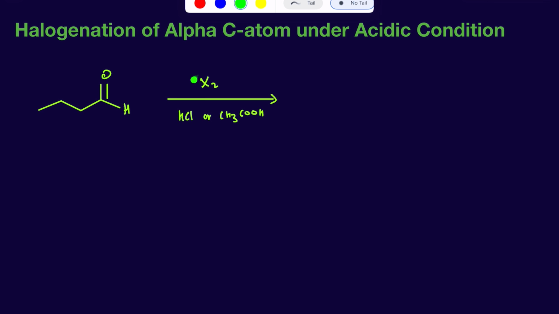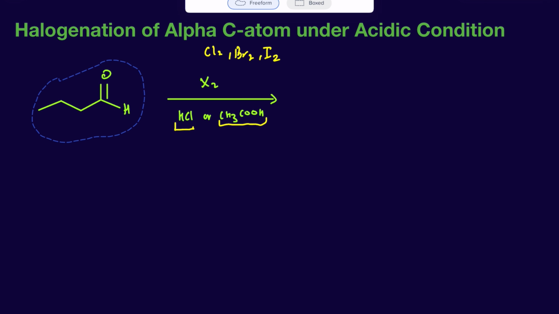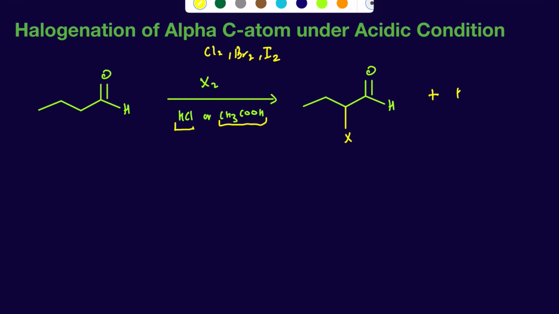So I can have pretty much any halogen. For the most part, we would be using either Cl2, Br2, and I2. Those are the most common ones because fluorine is a bad leaving group, so we don't really use that. And the acid would be either HCl with water, or you can also use acetic acid. Any one of those are fine. So at the end of the day, what I'm really going to get is this alpha position installed by a halogen. So X here, which could be either chlorine, bromine, or iodine. And then I have an HX as my side product there.